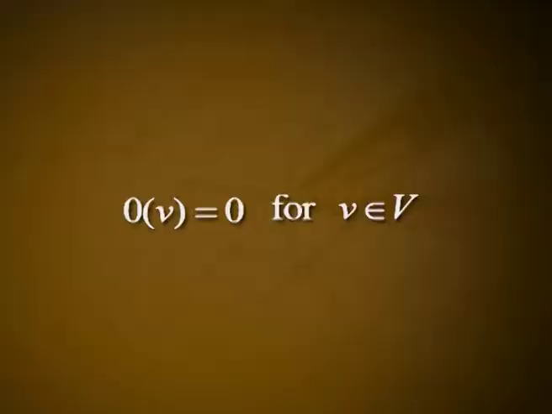Example 1. Let V be a vector space over the field F. It can be easily seen that the map 0 from V to F defined by 0 of v equal to 0 for v belonging to V is a linear functional. This linear functional is called the zero linear functional on the vector space V.